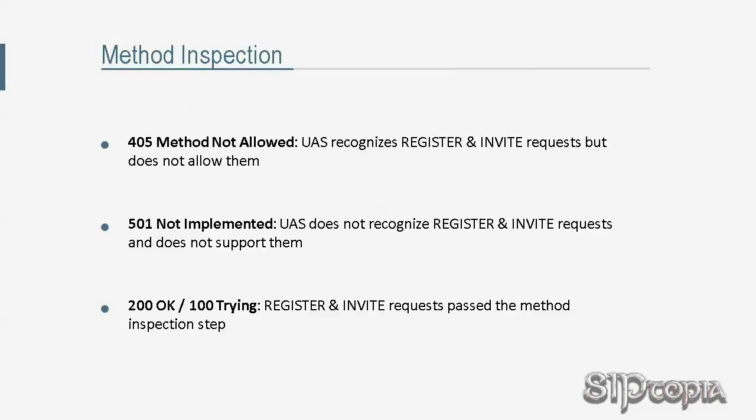In this scenario, since we receive 200 OK response for register request and 100 trying response for invite request, we know that the request passed the method inspection. In other words, the user agent server allows both register and invite requests. Please keep in mind that we are talking about user agent server, and the SIP proxies will proxy the request no matter what method is used.